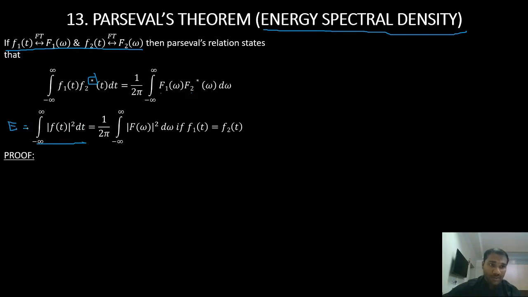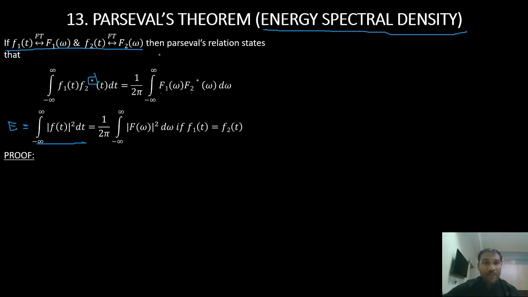What is the formula for the energy of f of t, of any given continuous time signal? Integral from minus infinity to infinity of |f(t)|² dt. That is the energy. So the energy is equal to 1 by 2 pi integral from minus infinity to infinity of |F(omega)|² d omega.